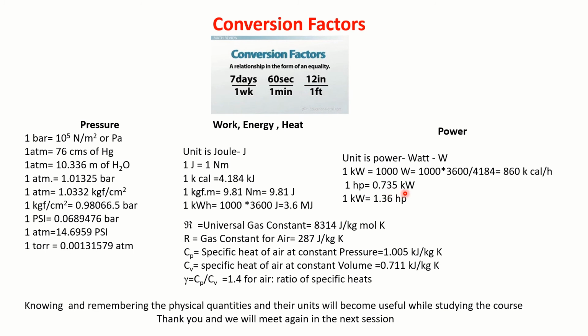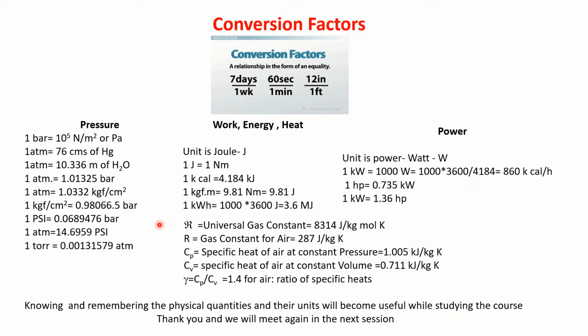You know 735 joule per second is equal to 1 HP, or we can say 1 HP is 0.735 kilowatt. 1 HP is equal to 75 kg force meter per second. So for 1 kilowatt, 1000 watt, in terms of HP, if I divide 1000 by 735, I get 1.36. So 1 kilowatt is equal to 1.36 HP. It is better to know all these units while discussing the subject.